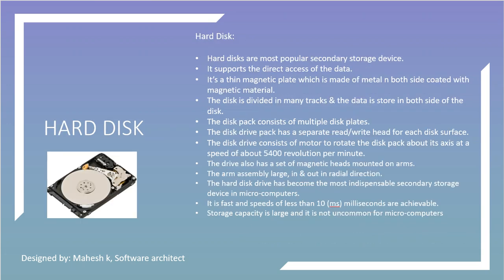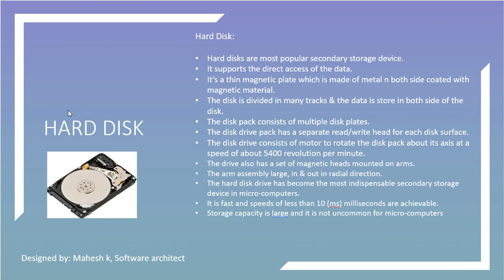Okay, the next topic is hard drives. This is one of the most usable secondary storage devices. Hard disks are the most popular secondary storage device, and they support direct access of the data. It is a thin magnetic plate made of metal, coated with magnetic material on both sides. You can see in the picture what a hard drive looks like. The disk is divided into many tracks, and data is stored on both sides of the disk.